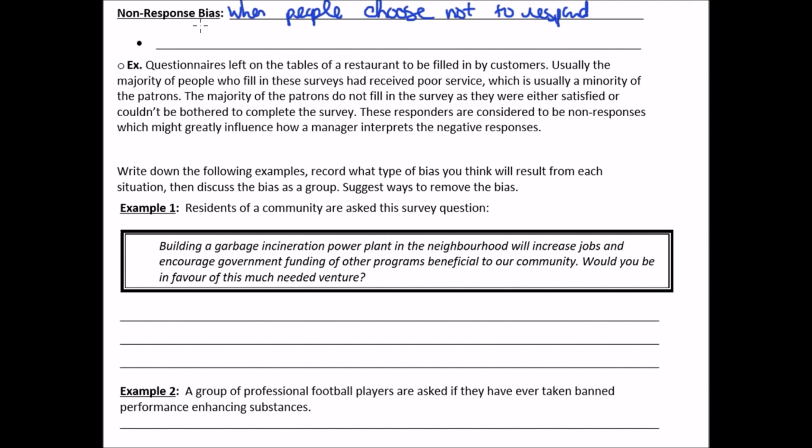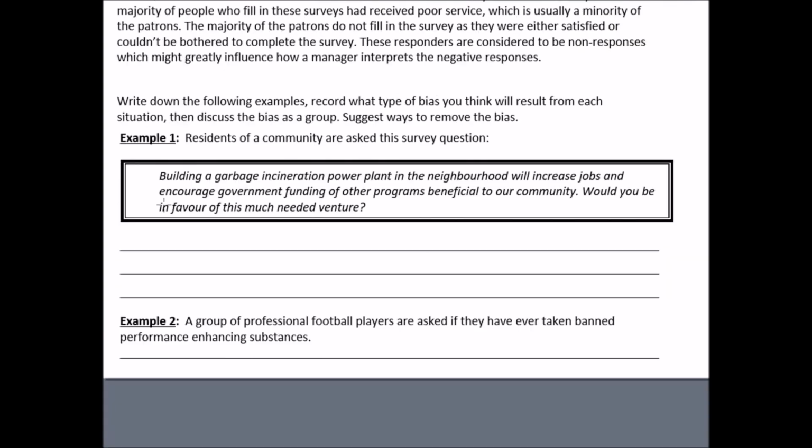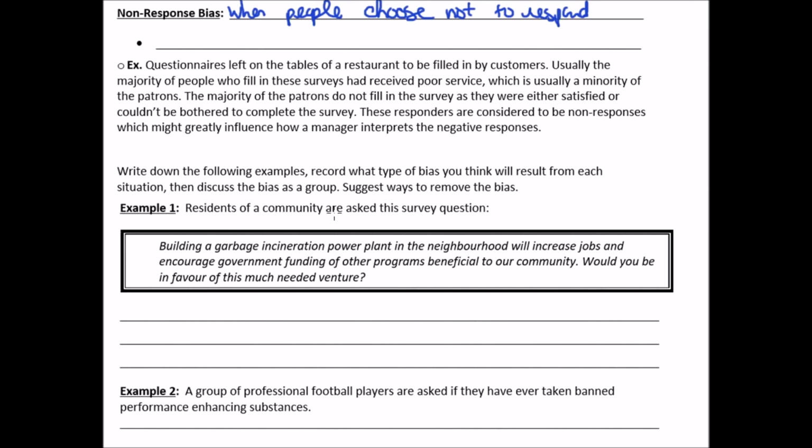So let's write down the following examples and record what type of bias you think will result from each of the situations, then discuss the bias as a group. Okay, so suggest ways to remove the bias. Example 1. Residents of a community are asked this survey question: building a garbage incinerator power plant in the neighborhood will increase jobs and encourage government funding of other programs beneficial to our community. Okay, so I'm just highlighting very, very strong words.